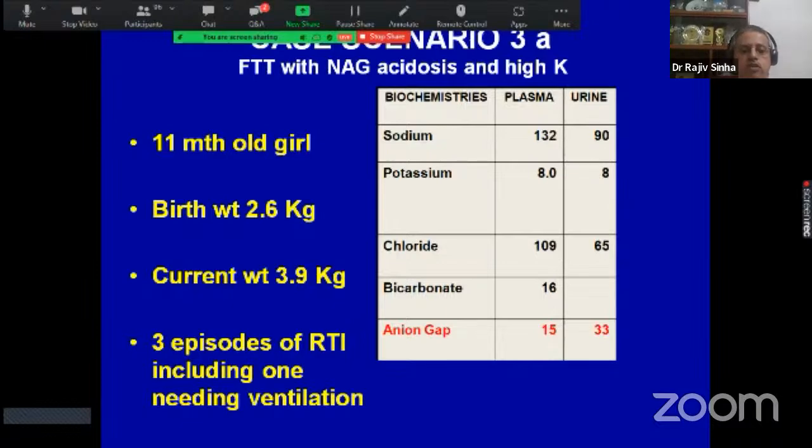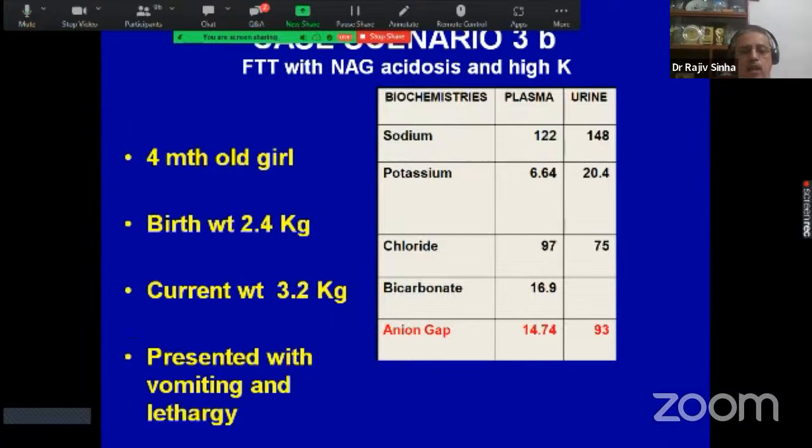So we have sorted our first two children. Now moving on to the last two, the 3A and 3B. Both of them, if you remember, had a failure to thrive with normal anion gap metabolic acidosis and hyperkalemia. In contrast to the previous two children who were hypokalemic, now we are moving to the hyperkalemic. And again, the urine anion gap here also was high. So in this, we are dealing with renal tubular acidosis, but remember that the potassium is on the higher side.